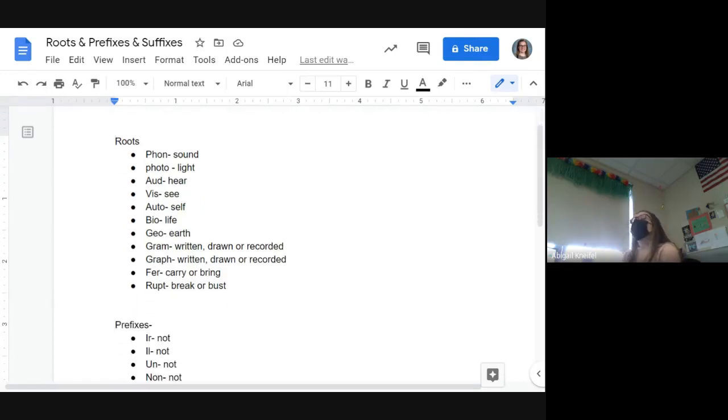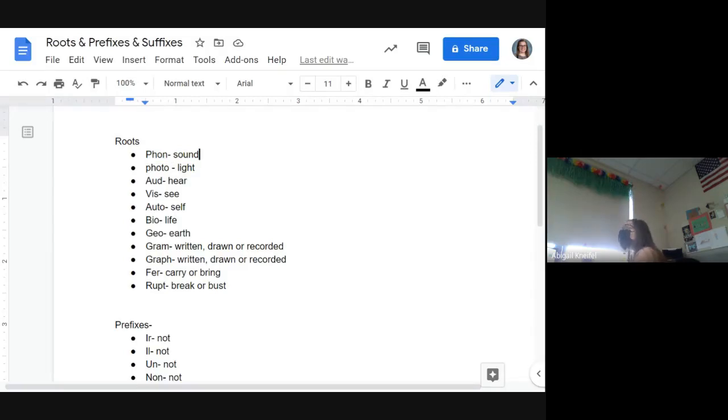Someone raise their hand right now and tell me where a root goes in a word. Where does a root go, Jaden? Anywhere. A root can be at the beginning. A root can be in the middle. A root can be at the end. A root can be anywhere. So one of the roots we learned was phone for sound, like a phonograph.